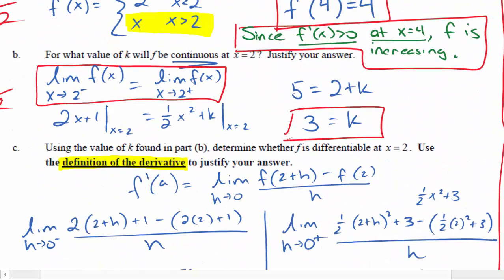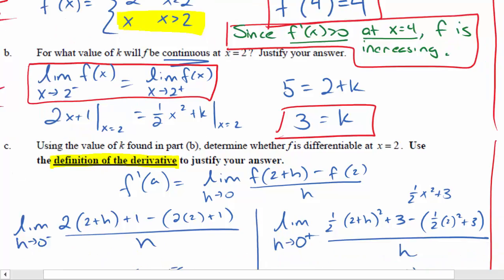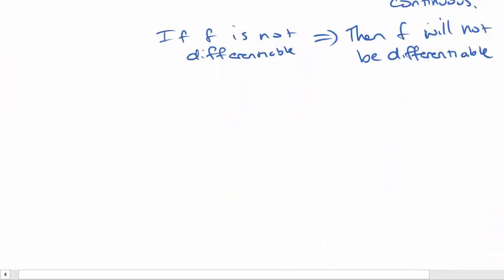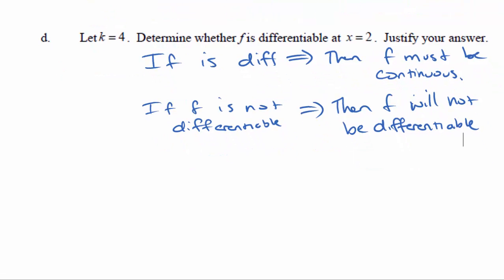So therefore, if we actually look from part B, it says, for what value of k will f be continuous at x equals 2? Well, then the value of k has to be 3. However, in part D, it says let k equal 4. So right away, we know it's not going to be differentiable because f is not continuous. So we can get away with saying, since f is only continuous when k equals 3, then f will not be differentiable, or we can show it. And we really want to show it using, again, limits.